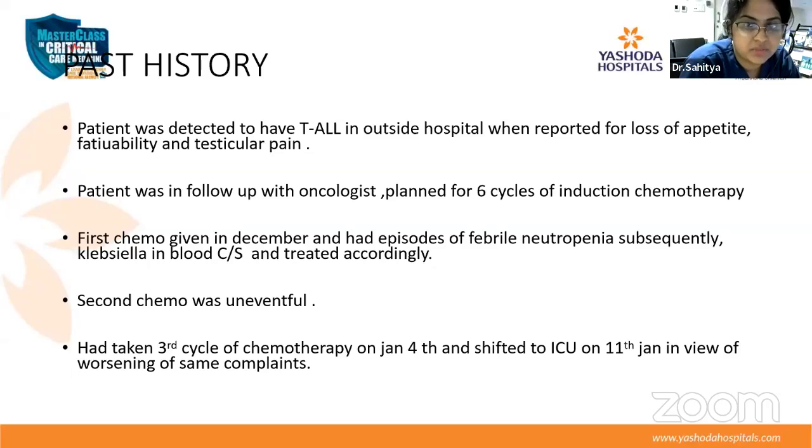The second chemotherapy was uneventful. The third cycle of chemotherapy, which was taken on January 4, 2022, he was shifted to ICU post that. The chemotherapy was with daunorubicin. He was shifted to ICU on 11th Jan in view of the worsening of the same complaints, which were fever, dyspnea, fatigability, and right-sided upper limb vesicles and edema.